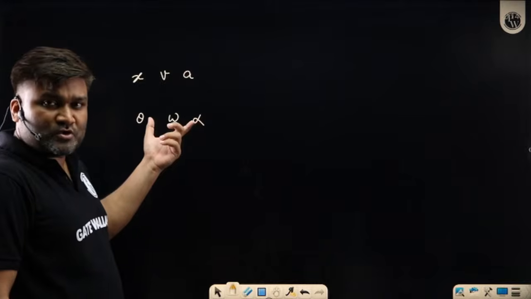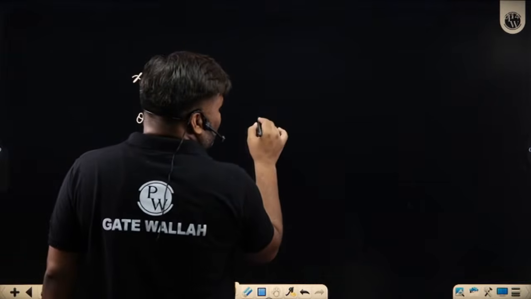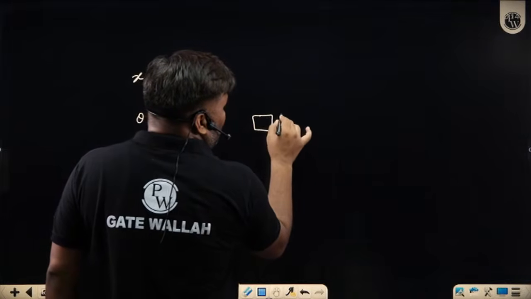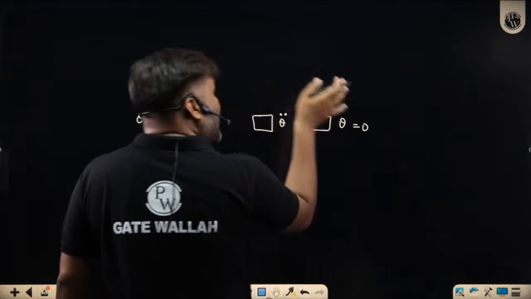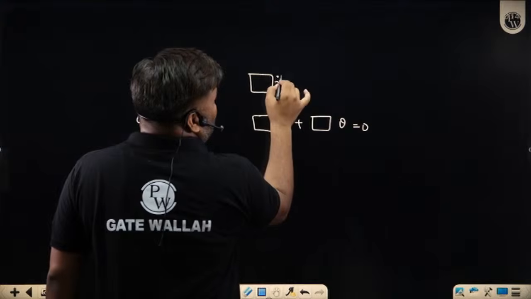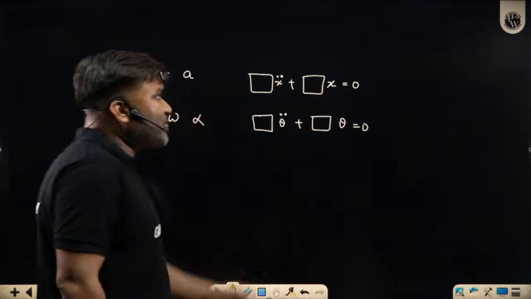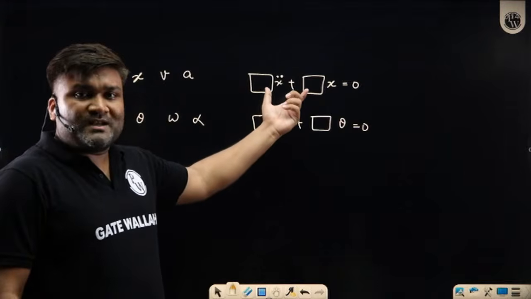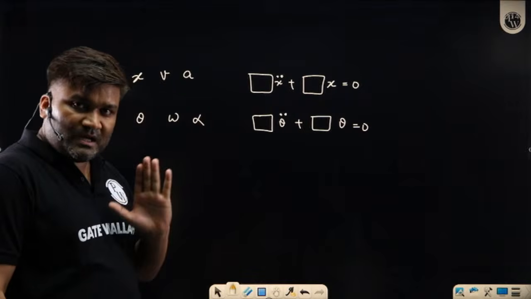In the torque method I was having an equation which was something theta double dot plus something theta is equal to 0. Earlier I was having something x double dot plus something x is equal to 0. This was the format of the equation in case of linear vibration and in case of rotational vibration. Is this clear?